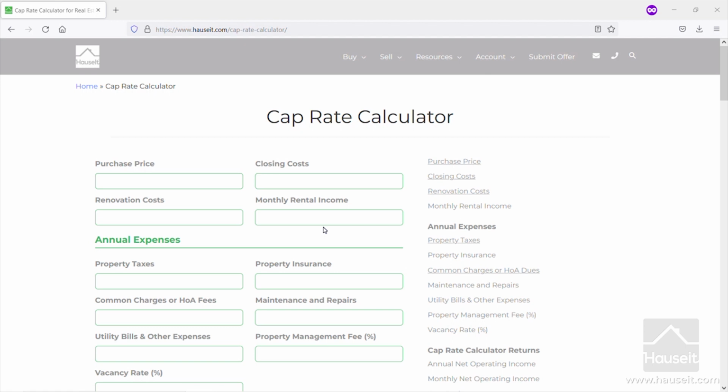So what is net operating income in real estate? Often referred to as NOI, net operating income is a metric that gives you an overview of the operating profit of a commercial property or an investment property.